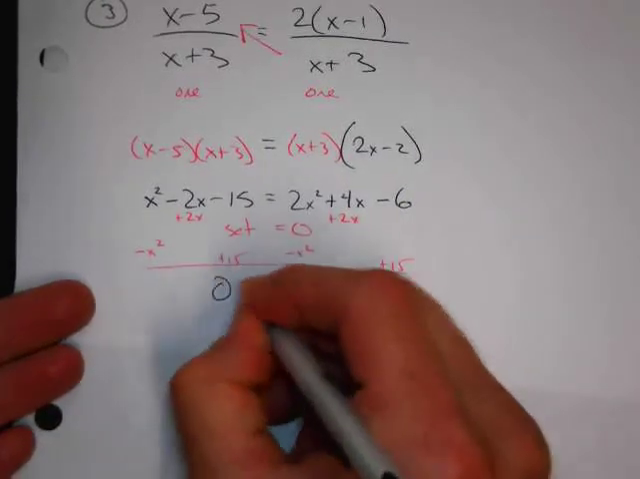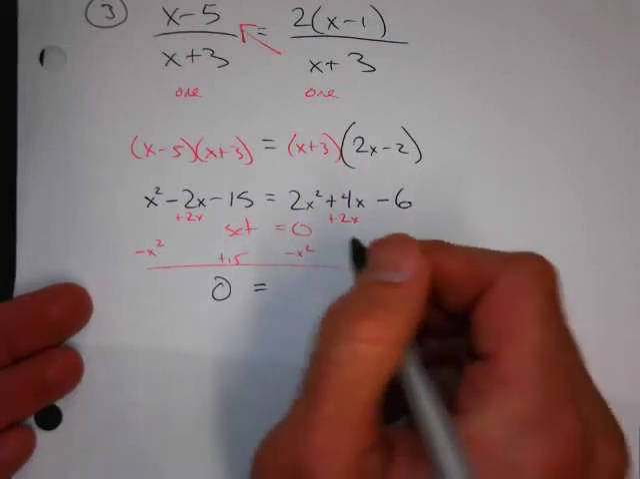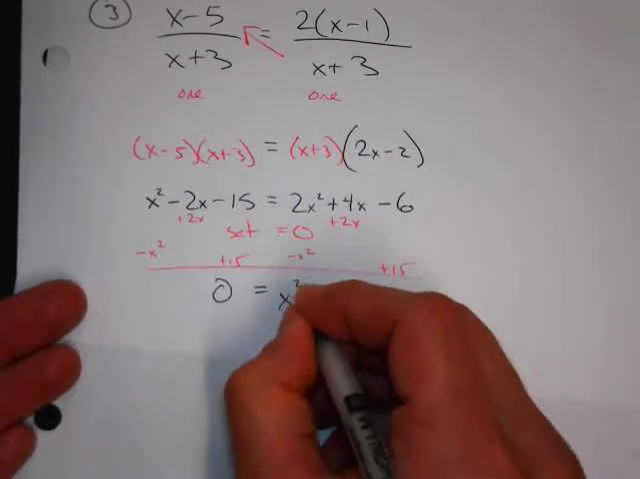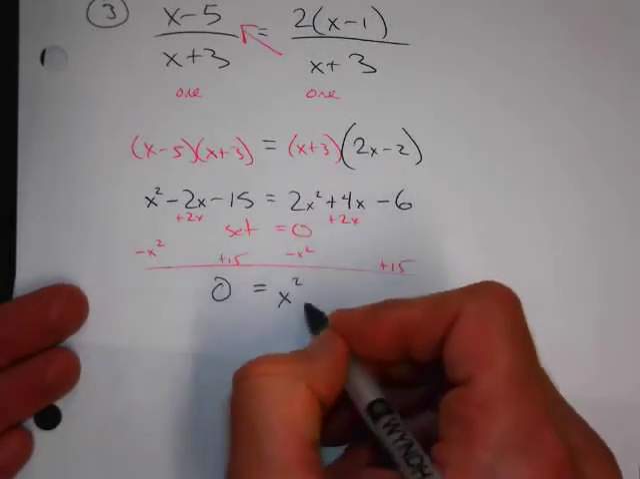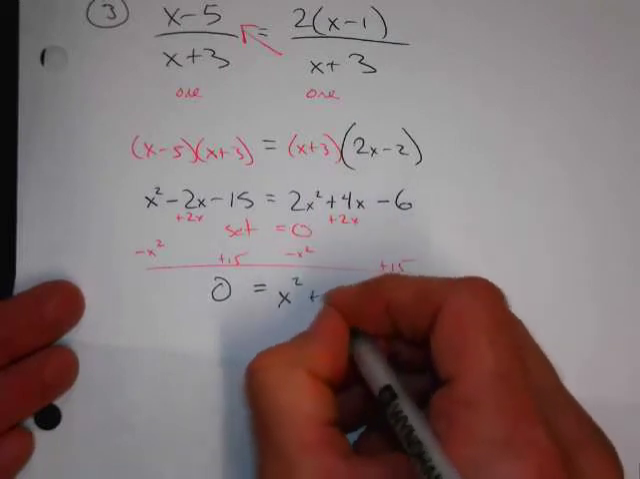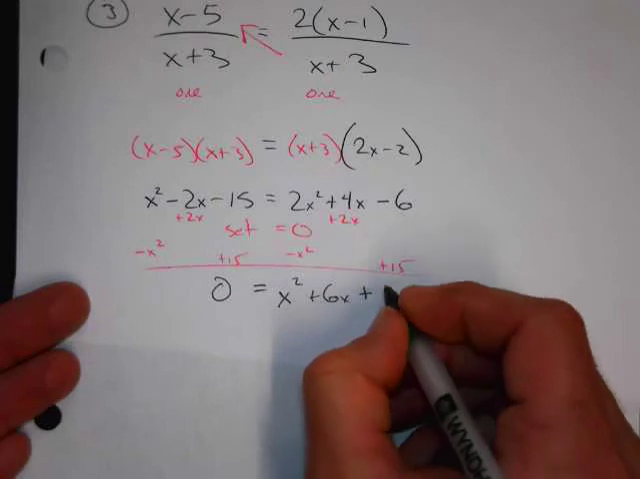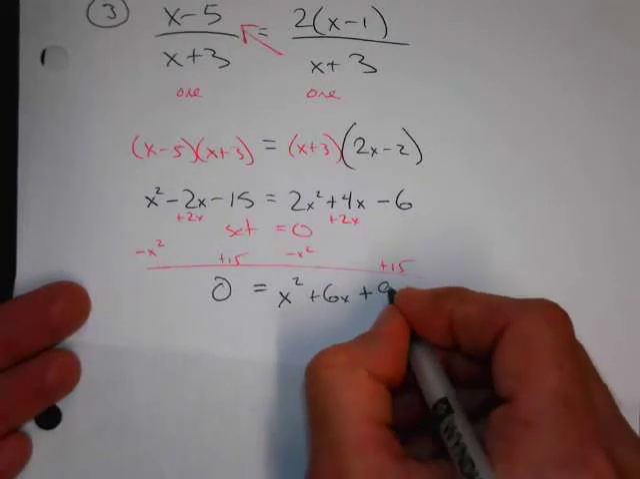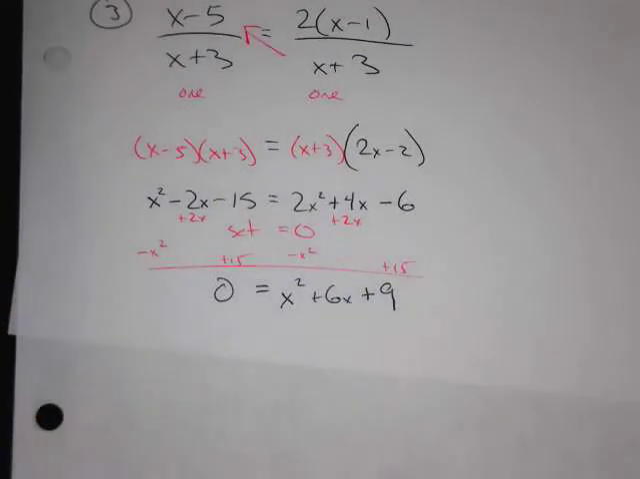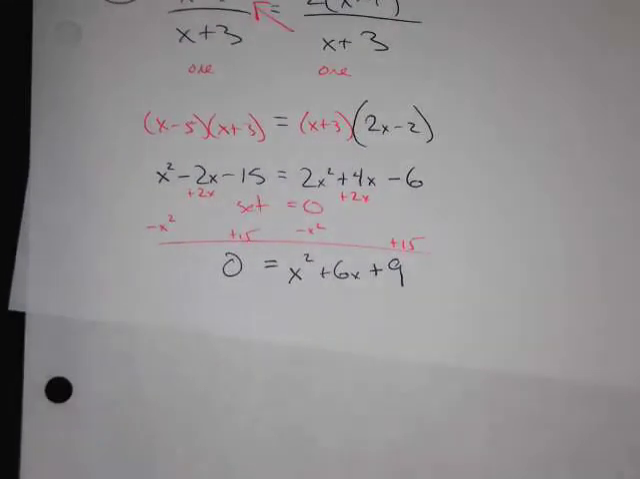So my left-hand side will then equal 0. On my right-hand side, I'll have 2x squared minus x squared is x squared. 4x plus 2x is plus 6x. And then negative 6 plus 15 is plus 9. Okay, so I can work it out that way.